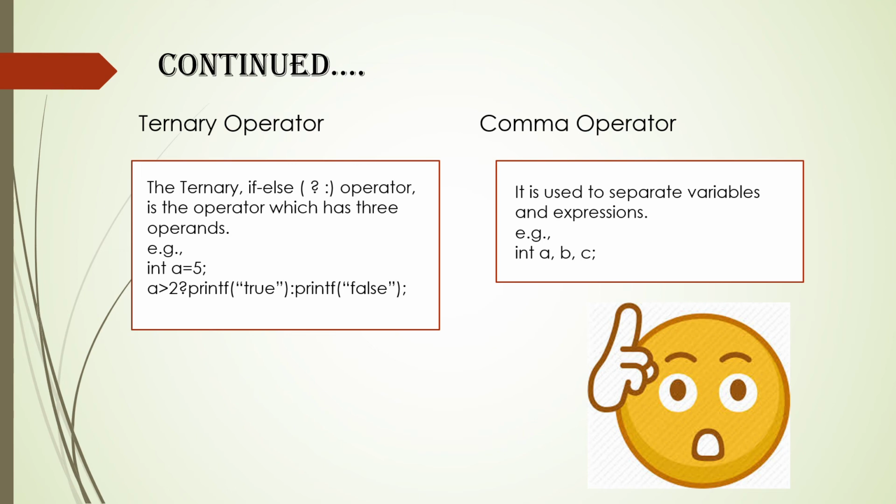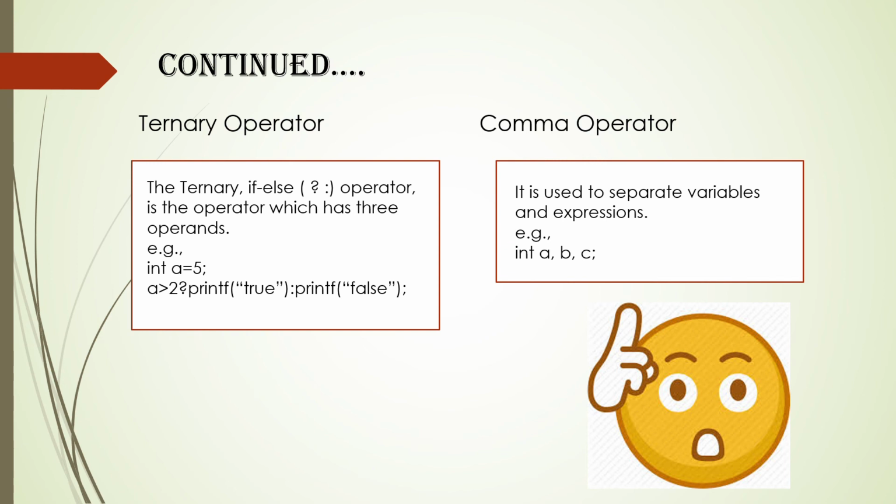Suppose we have declared a variable, int a equals 5. Here we have assigned the value 5 to the variable a, and after that we have applied a condition. a greater than 2 is the condition, and then the question mark. If the condition is true, then it will print true, written here as printf true, and if the condition is false, then it will print false. So the syntax is: condition, then question mark, then what you have to do if the condition is true, then colon, then what you have to do if the condition is false, and then semicolon.